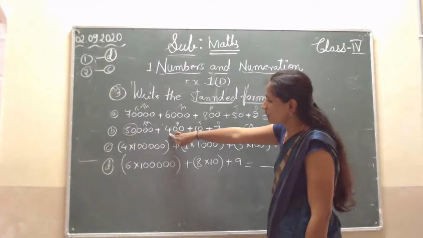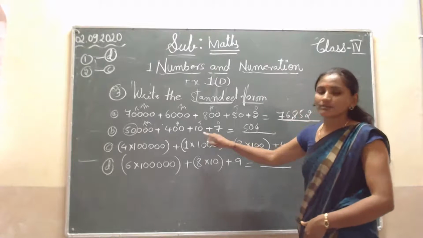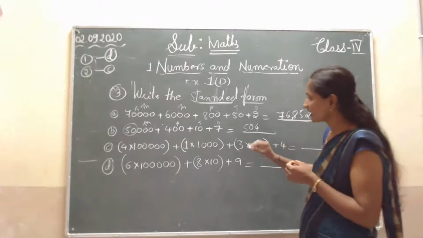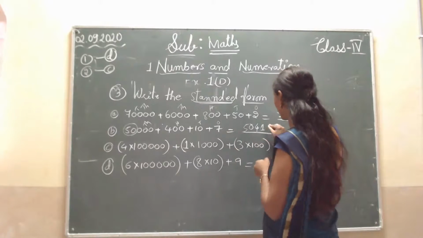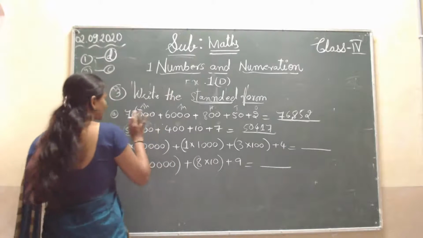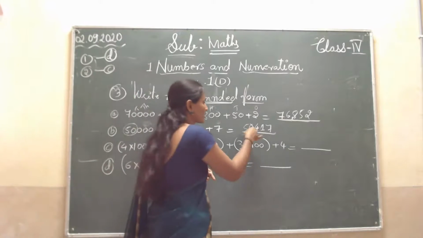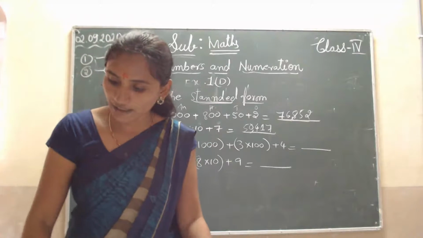What is the value of the 100? That is 4. The value of the tens is 10, so we will take here 1. And 7 means ones place value, we will write 7. So the answer is 50,417. Okay, in the next question.